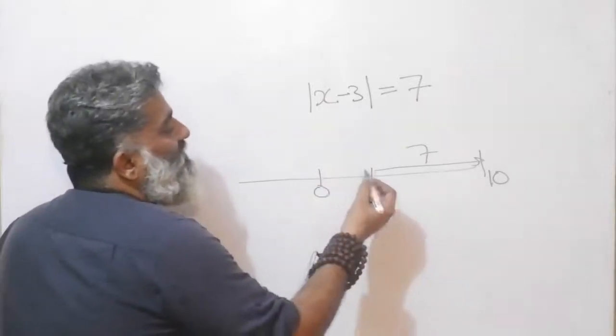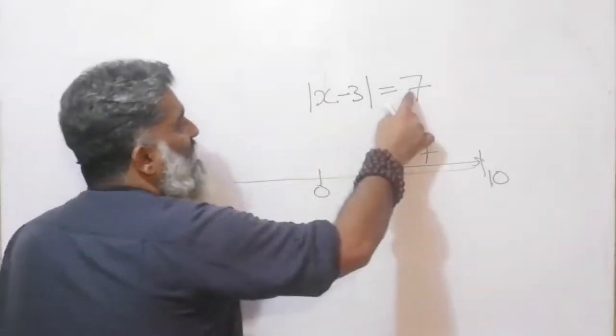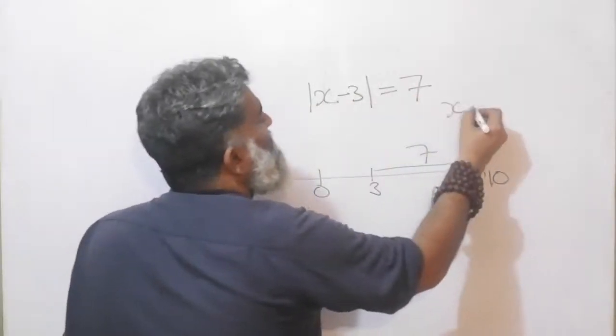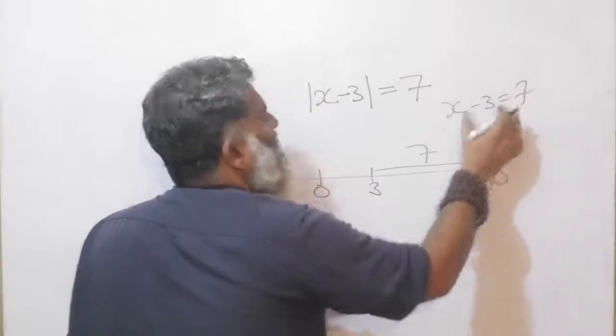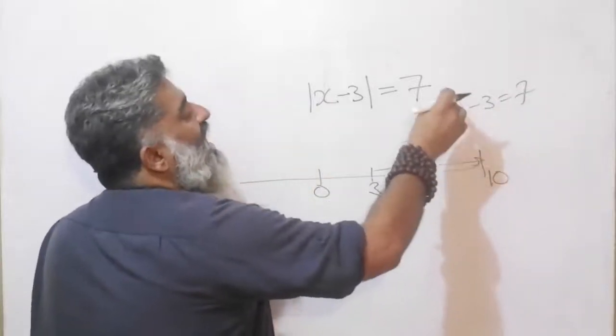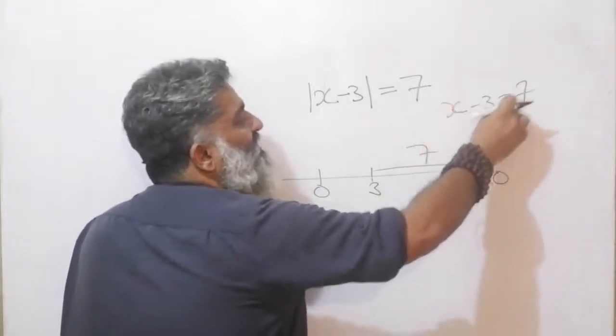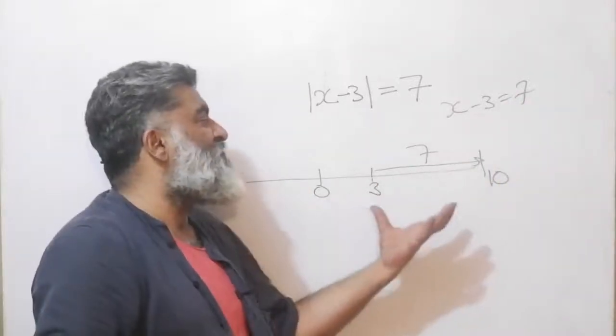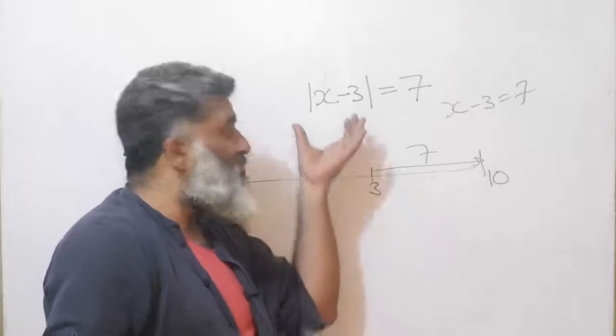And again, remember, there are 2 possible directions. So you know the distance is 7, but because there is a mod, if I just said x minus 3 equal to 7, even this means distance only. How far is x from 3? It is 7 far.